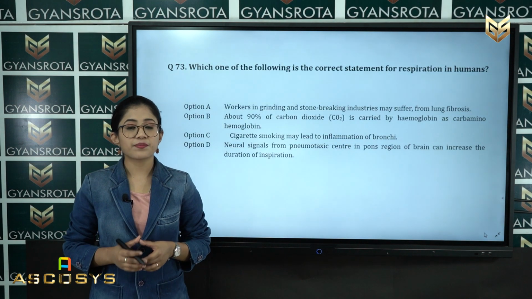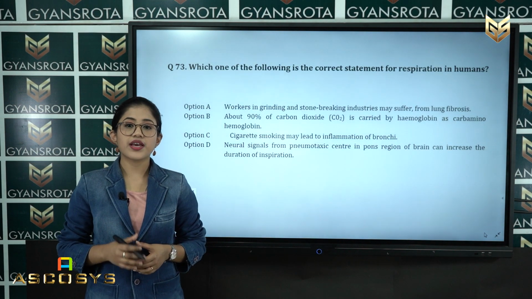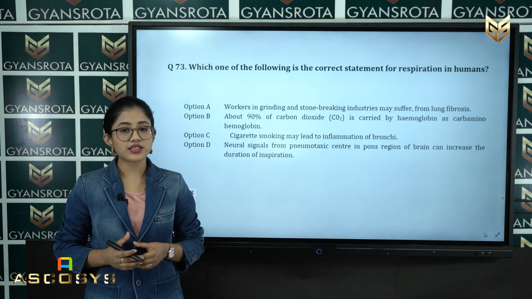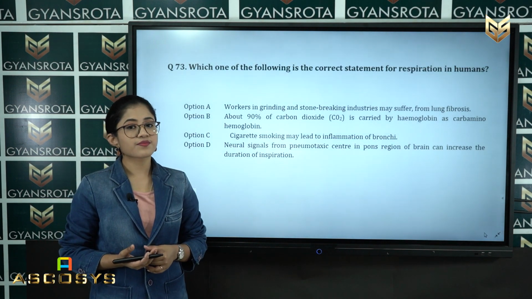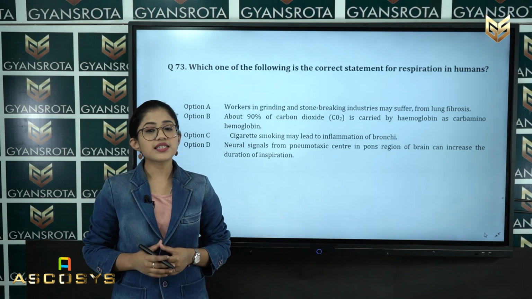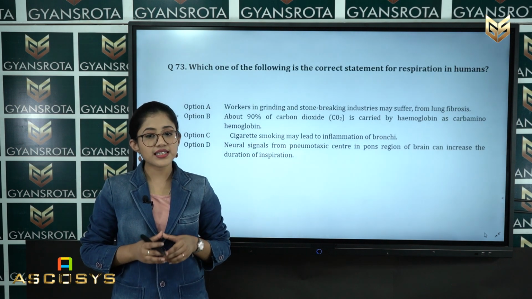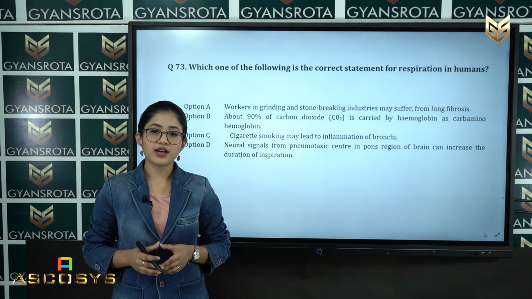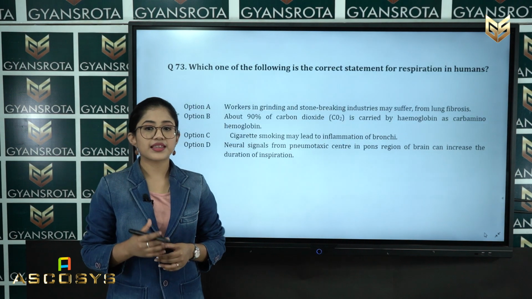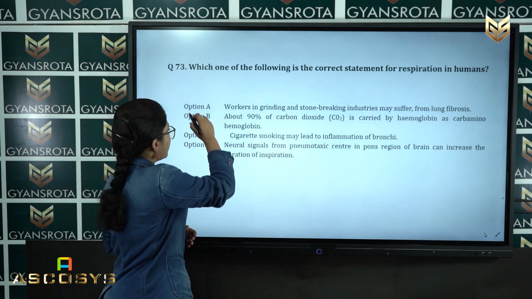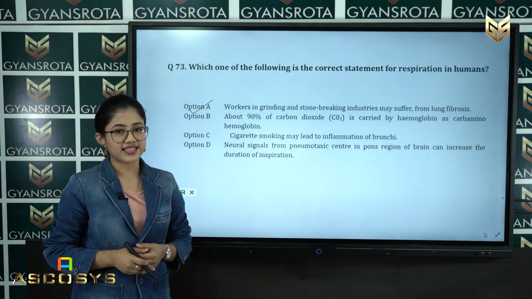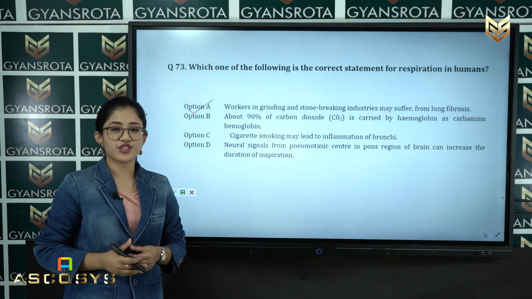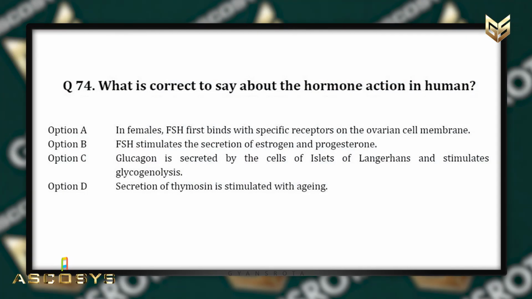Student, in the chapter breathing and exchange of gas, we have discussed different types of disorders in humans. So, what is the correct answer among this? The correct answer is workers in grinding and stone breaking industries may suffer from lung fibrosis. This is the correct statement of this question, which means option number A is the correct answer. Now, let us see the next question, that is question number 74.